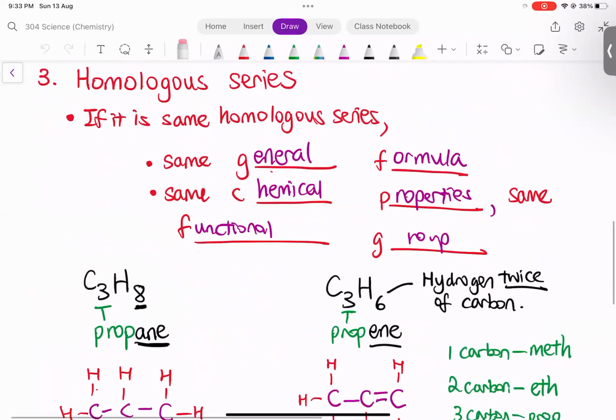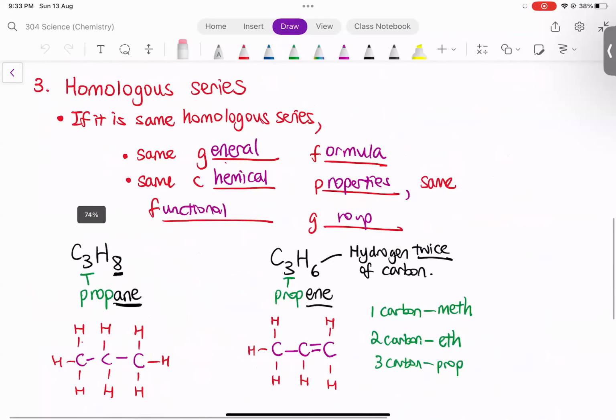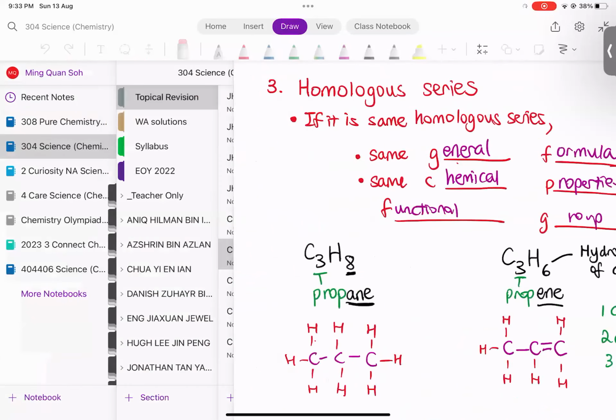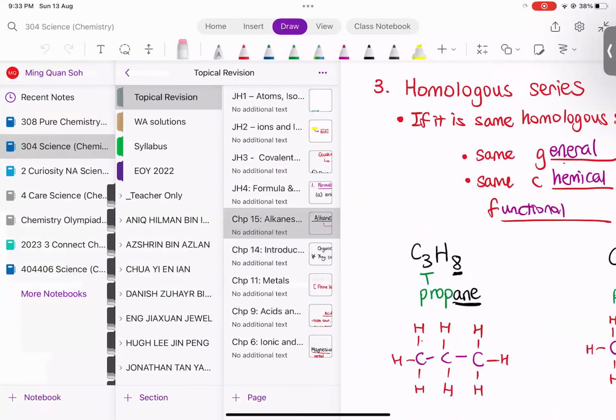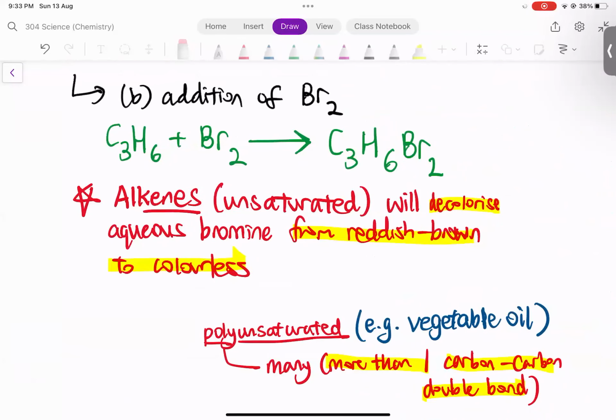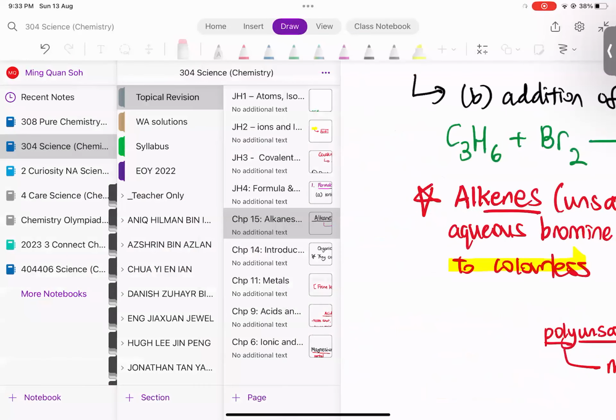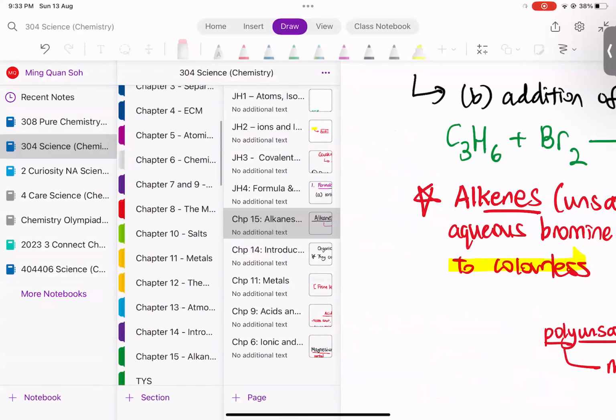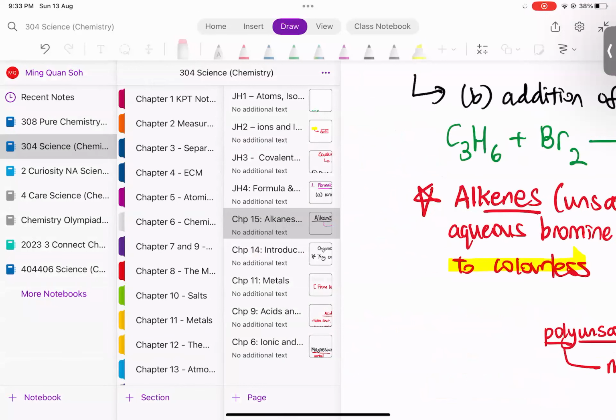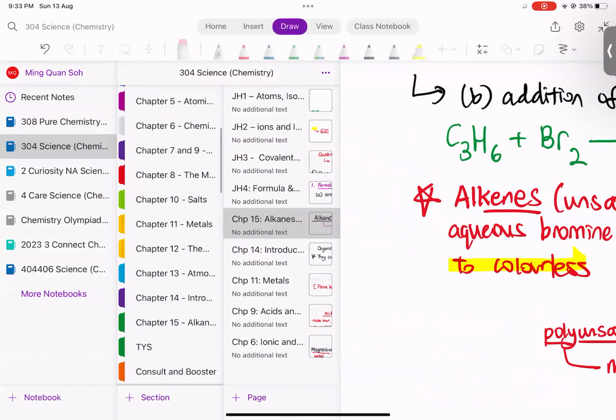So this is a quick summary. These things we have summarized in class. So please make sure you study all the summaries. Just to highlight again, we have summarized alkanes and alkenes, intro to organic chem, metals, acids and bases, ionic and covalent bonding. Of course, these are not all the chapters. If you go back to our content library, we have done a total of 15 chapters. So we should be studying all 15 chapters for the prelims as well as the N levels. So please make full use of the content library and the notes and summaries inside. Very useful summaries to revise.